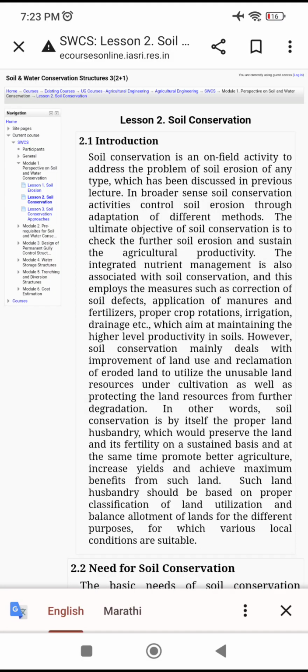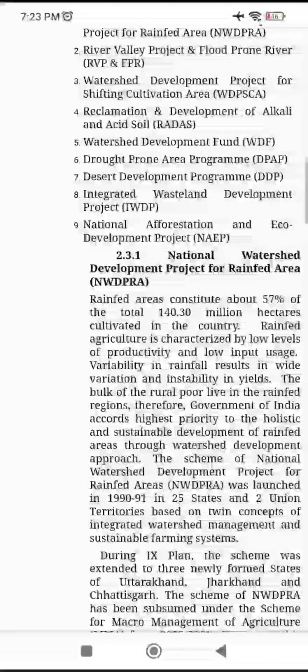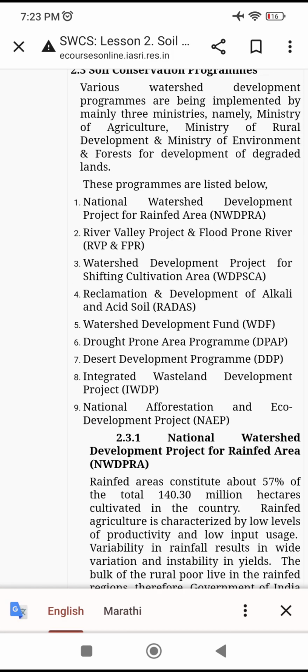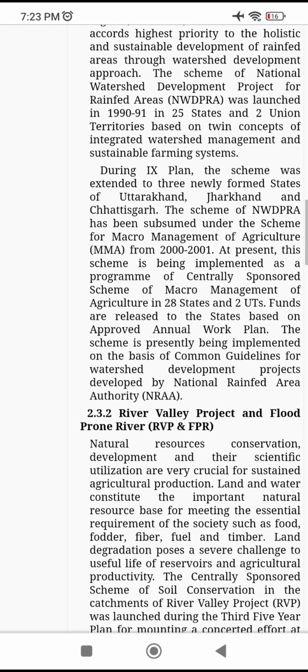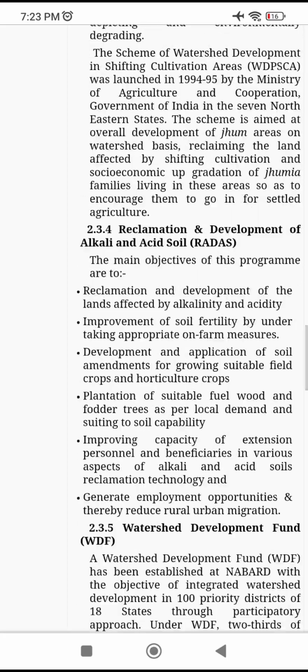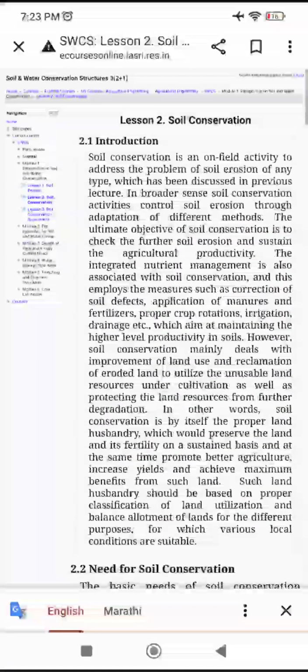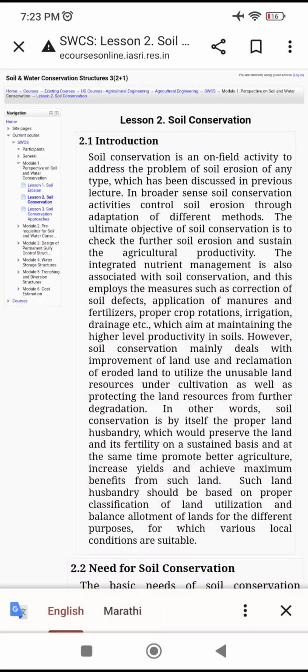Next one is soil conservation. Why the need of soil conservation? See here, integrated wasteland development project. These are some of the important short forms and full forms. They will give short forms and you have to answer the full form. So just go through this: watershed development fund, WDF, like that. Then they have given the objective of each of these departments. You should not go that deep, just remember the short form and its long form.